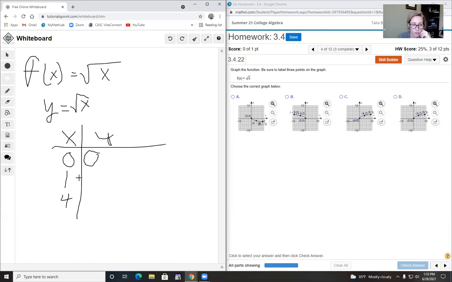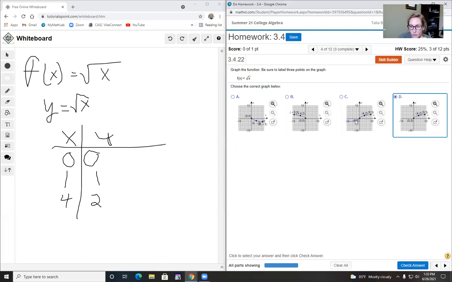If we did the square root of 1, it's positive 1. If we did the square root of 4, it's positive 2. Remember the square root is the opposite of a square. So 1 squared is 1, 2 squared is 4, 0 squared is still 0. So this one, we'd be looking for the point 0, 0. They don't have 1 on here, but it'd be 1, positive 1. This one would be in the negatives. This one is in the positives. And then we'd have 4, positive 2.